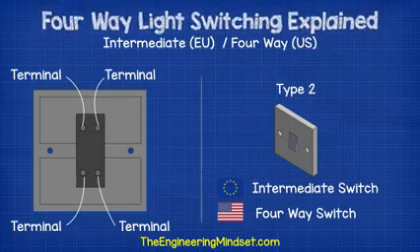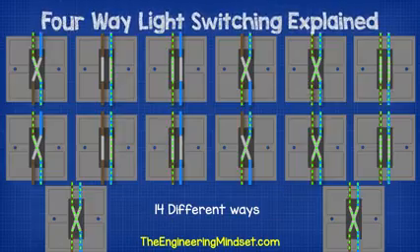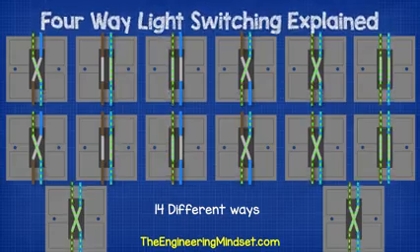The intermediate switch or 4-way switch can also be flipped in only 2 ways, up or down, but on the back we find 4 terminals. The electricity can flow through this in 14 different ways depending on how it's wired into the circuit.